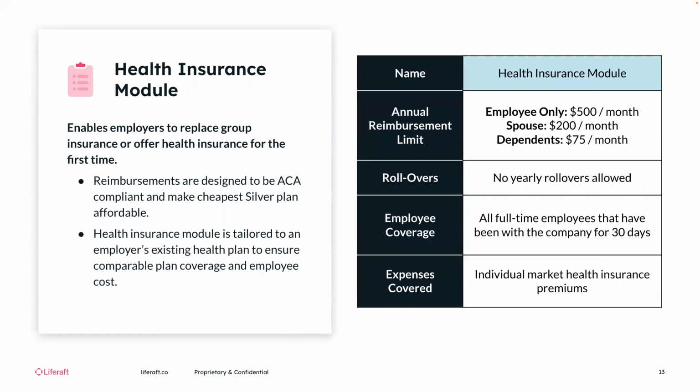So as an example, this is our health insurance module, right? What is the use case here? Reimbursements are designed to be ACA compliant for your business, and offer a reimbursement structure that's going to make the most sense based on the plan that you have. Now, as an example, an employee only would get $500 a month. You have some spousal coverage and some dependent coverage as well.